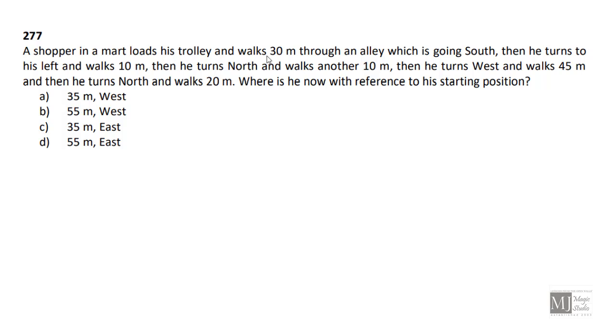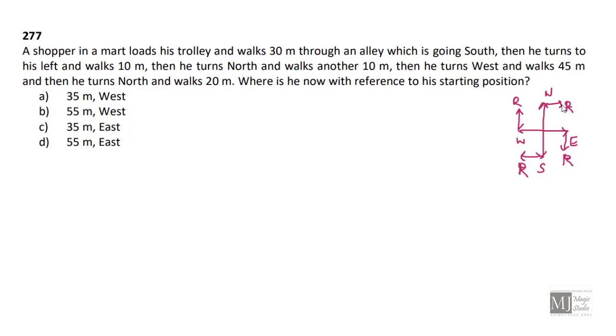A shopper in a mart loads his trolley and walks 30 meters through an alley which is going south. Whenever I have a question related to distances and direction, let me first clear up my directions. This is north, south, east. Moving to the right from north is east, moving towards south from east is right, moving towards west from south is right, and if I am heading towards west and move towards north, it would be moving towards right. All the movements are basically with a 90-degree turn.